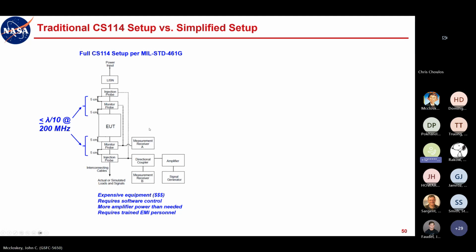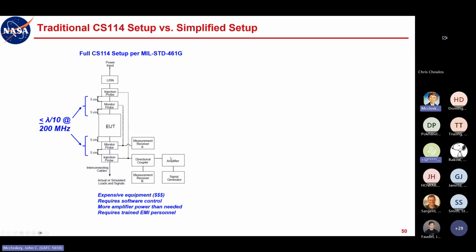So I'll just walk through some of the equipment here. The top is your power input. So this is when you're injecting into a power lead. For common mode, things are down here, your interconnecting cables. So here's your injection probe. That's kind of the center point. And here's your monitor probe. You're going into a measurement receiver to monitor in real time what is the current that's going in or being injected on that cable. And from your injection probe, you need a signal generator, and for higher levels, you would need to go through an amplifier.